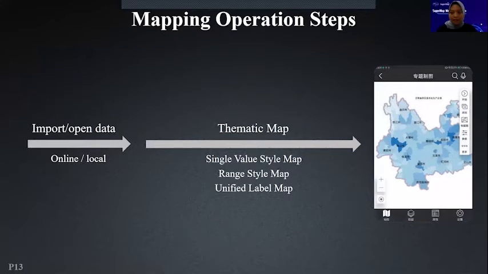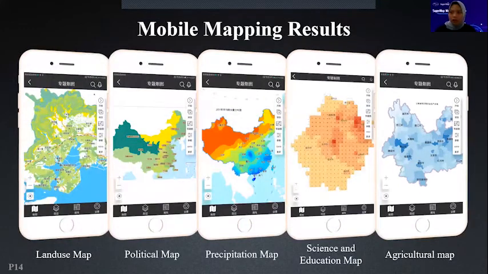And not only like this, I also want to share with you other results of this mapping functionality. This is another mobile mapping result. So it proves that we can not only use PC or desktop applications to create beautiful and meaningful maps, but we also can create this kind of maps using the mobile application. We can create land use maps, political maps, precipitation maps, science and education maps, and agriculture maps.